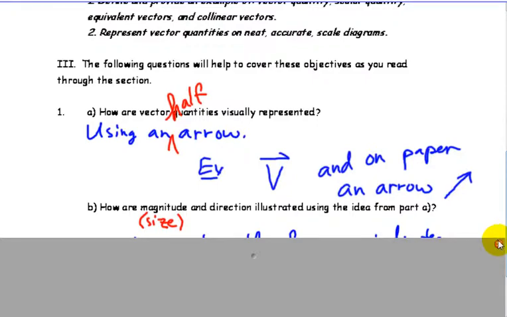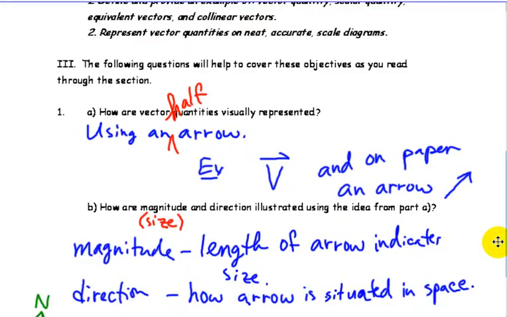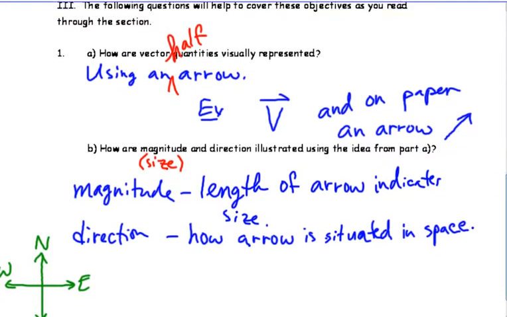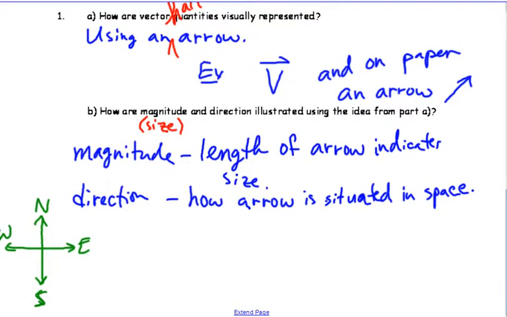How are magnitude and direction illustrated using the idea from part A? So a vector quantity has to have two things. It has to have a magnitude or a size, and that's illustrated by the length of the arrow. And then of course whatever way the arrow is pointing is its direction. Though there are quite a few different ways we can illustrate that, I like to use the north, south, east, west map directions to illustrate that, as we'll see in the upcoming examples here.